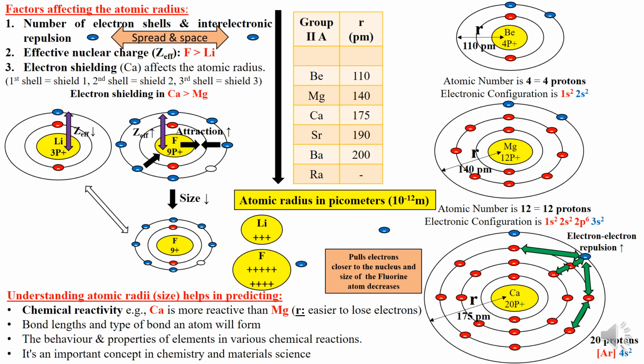So reactivity of an element depends on the valence electrons, how easily they are available to participate in a reaction. The more easily they are available, the more reactive the element is, and therefore calcium is more reactive than magnesium. So understanding atomic radii also helps in predicting the bond lengths and type of bond an atom will form, the behavior and properties of elements in various chemical reactions, and it's an important concept in chemistry and material science.